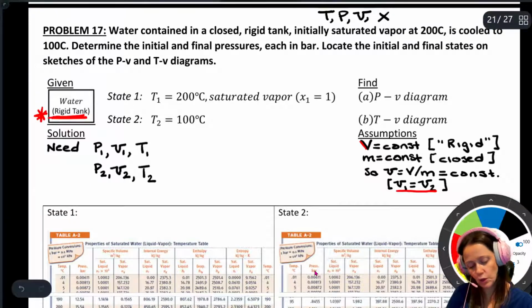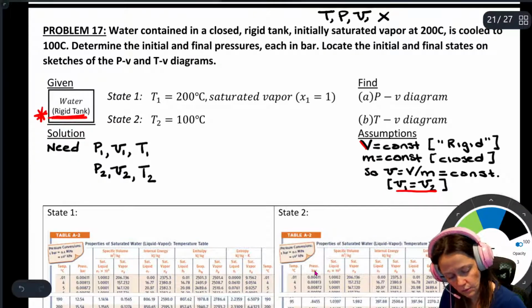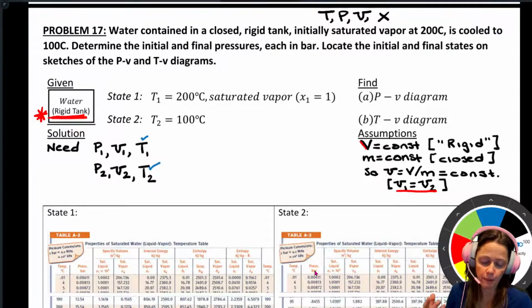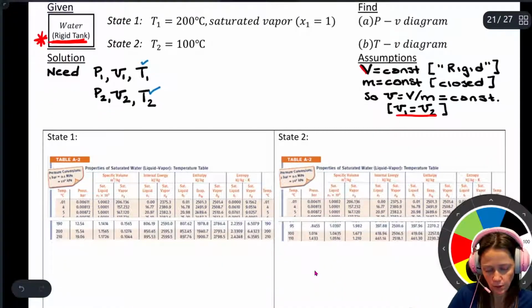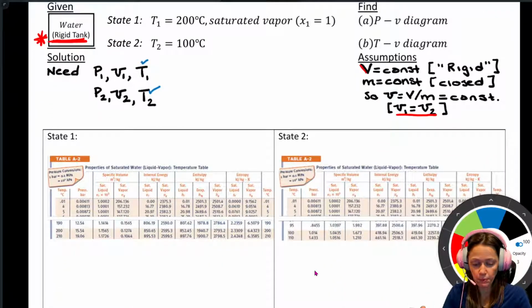If I look at what I've got for state 1, I've got the temperature, and the same thing for state 2, but I need the rest of those properties. So great, now I've got a roadmap of where I'm going and the information that I need. I'm going to go to my tables and pull out those properties. But when I use the tables, I need to know which tables to go to. Am I going to the saturated tables, the superheated tables, the compressed tables? What am I going to?